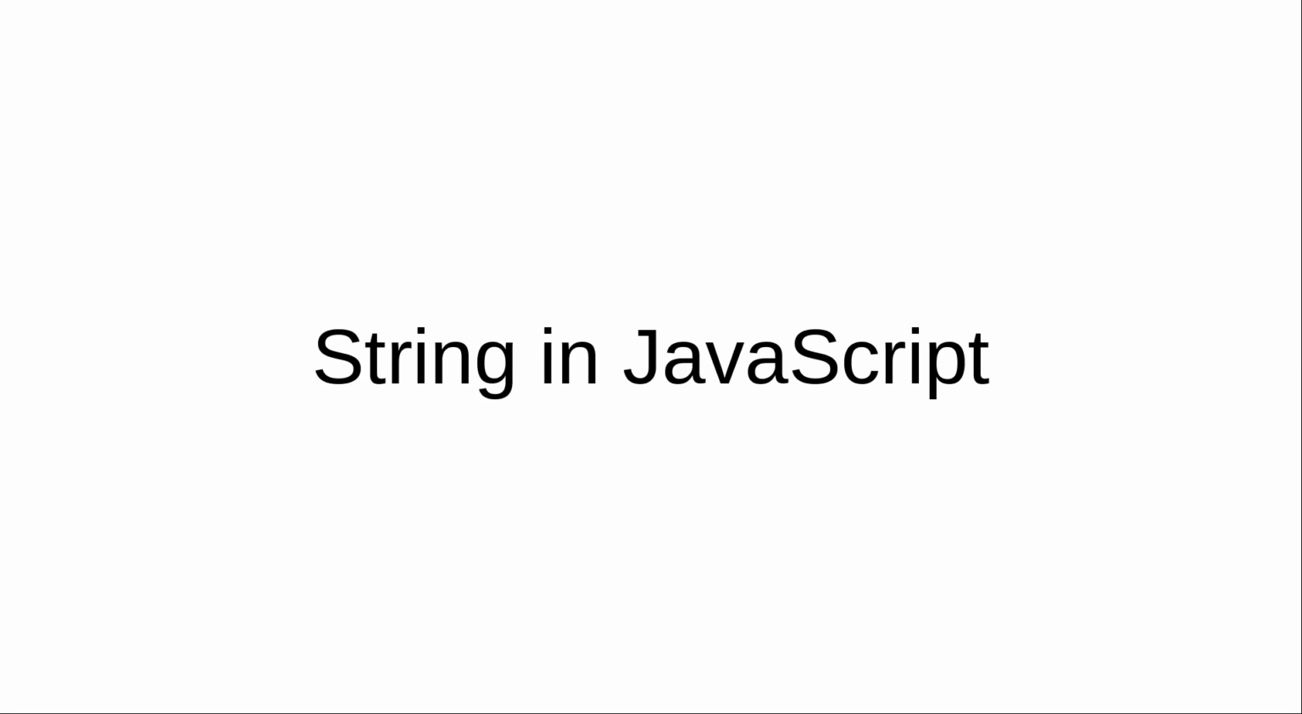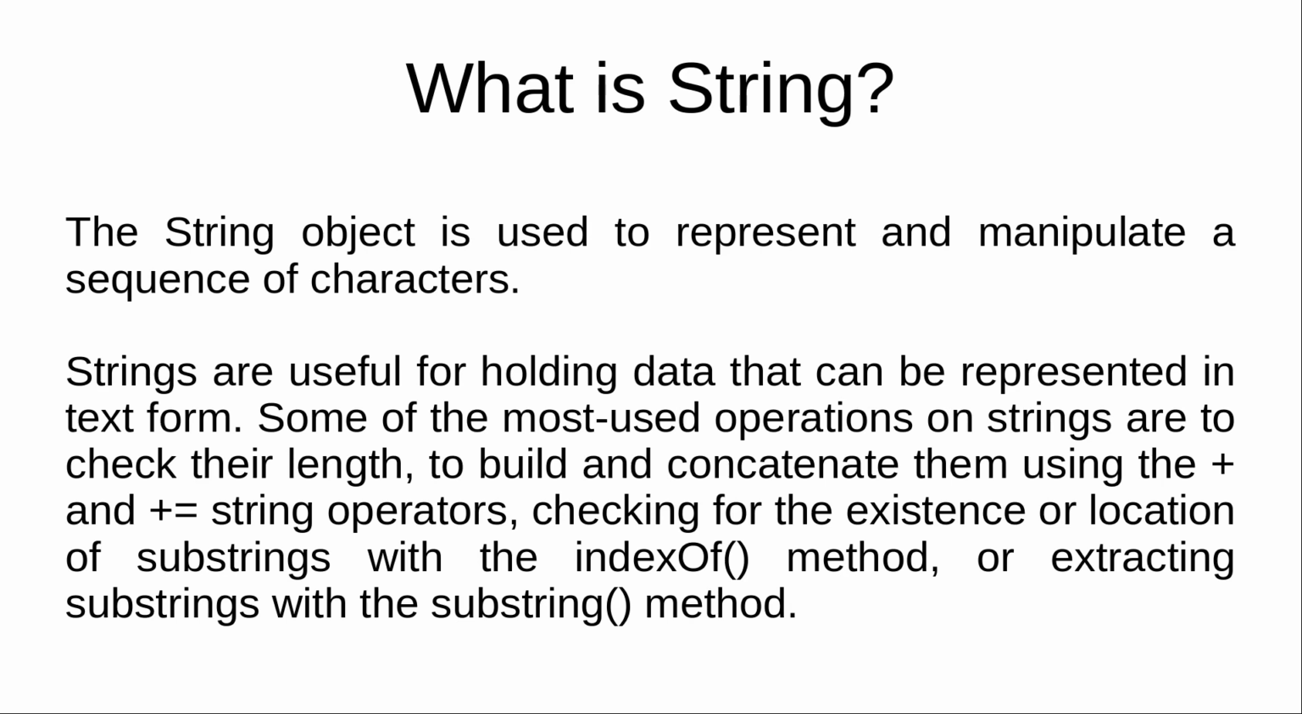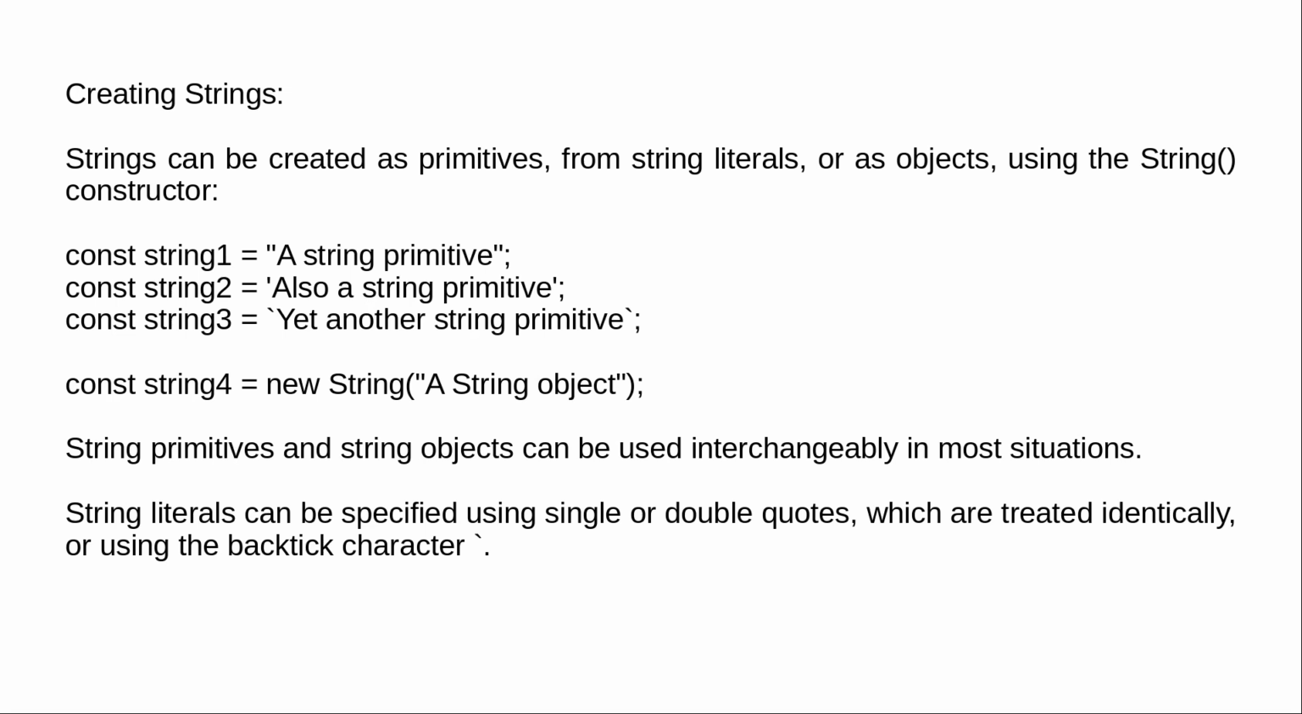In this video training we will be learning about string primitive types and string objects in JavaScript. The string object is used to represent and manipulate a sequence of characters. Strings are useful for holding data that can be represented in text form. Some of the most used operations on strings are to check their length, to build and concatenate them using the plus and the plus equal string operators, checking for the existence or location of substrings with the indexOf method, or extracting substrings with the substring method.